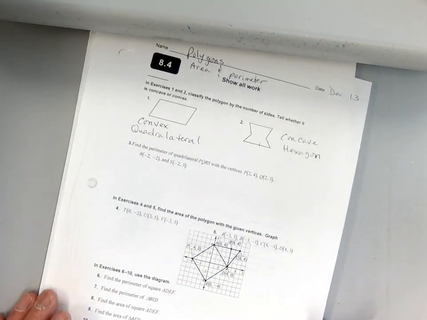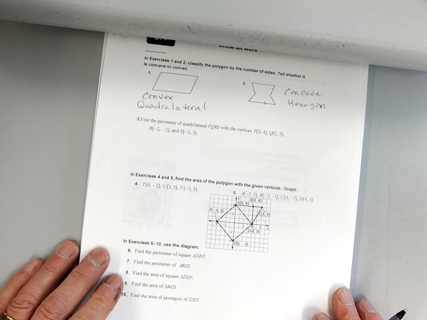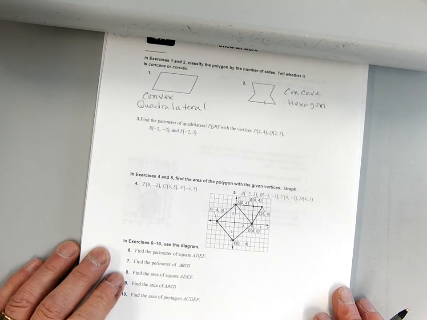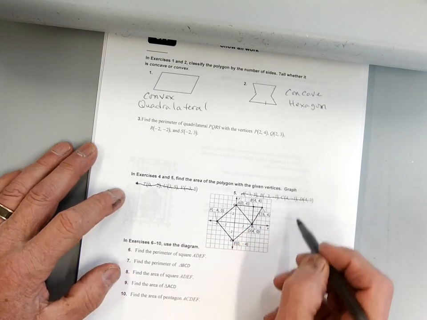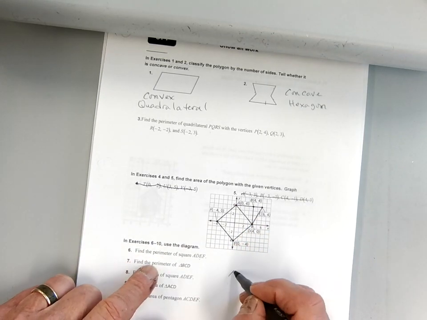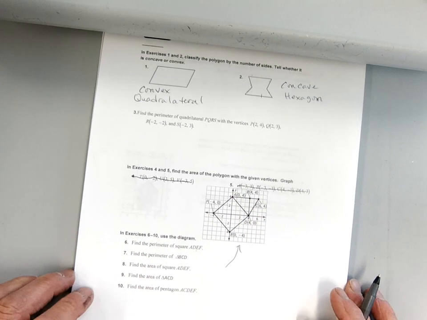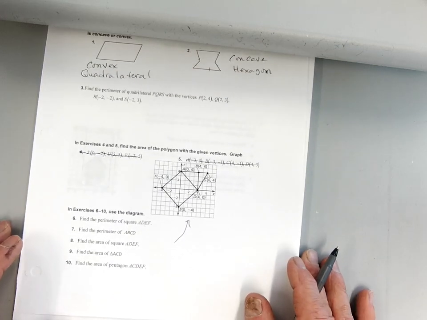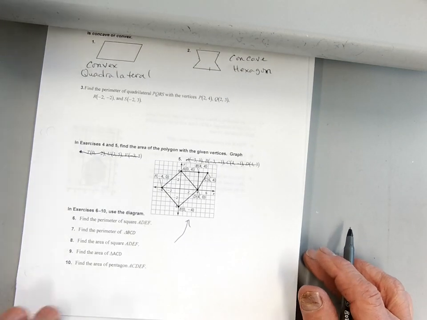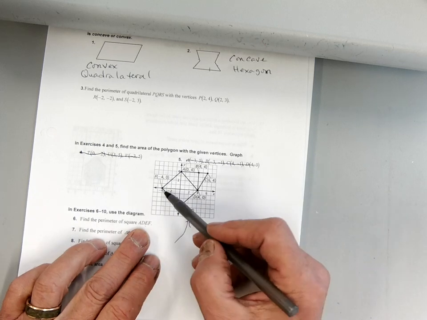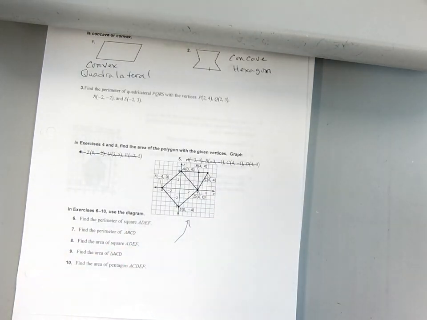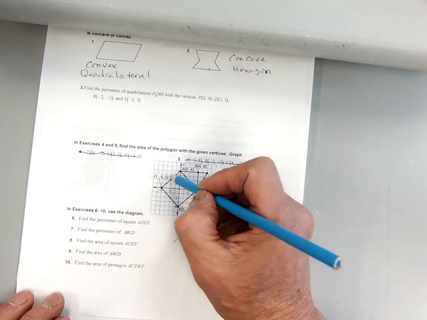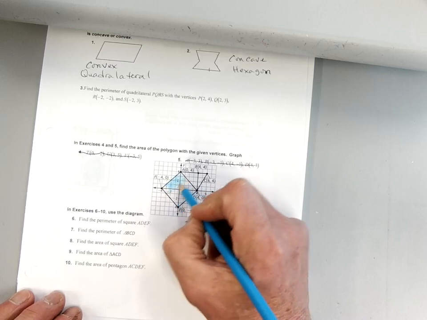I'm not going to do the back. We don't need to do the back, but we'll do 4 and 5, okay? Actually, I want to do, you can cross that out. I just want to do this figure here, okay? So on 6, we want the perimeter of square ADEF. I'm going to go ahead and highlight that so you guys can see which one we're looking at. So we're looking at this. Let's look at the blue square, okay?